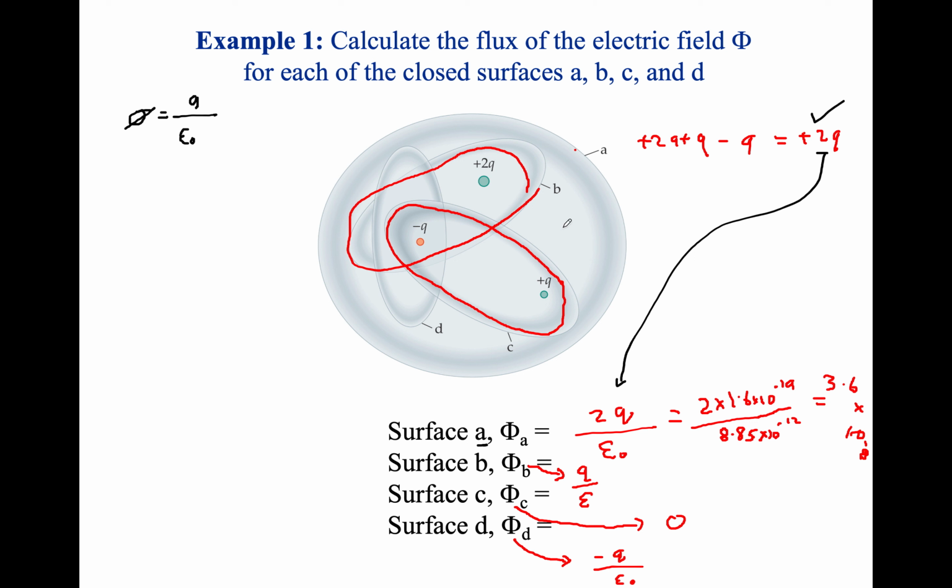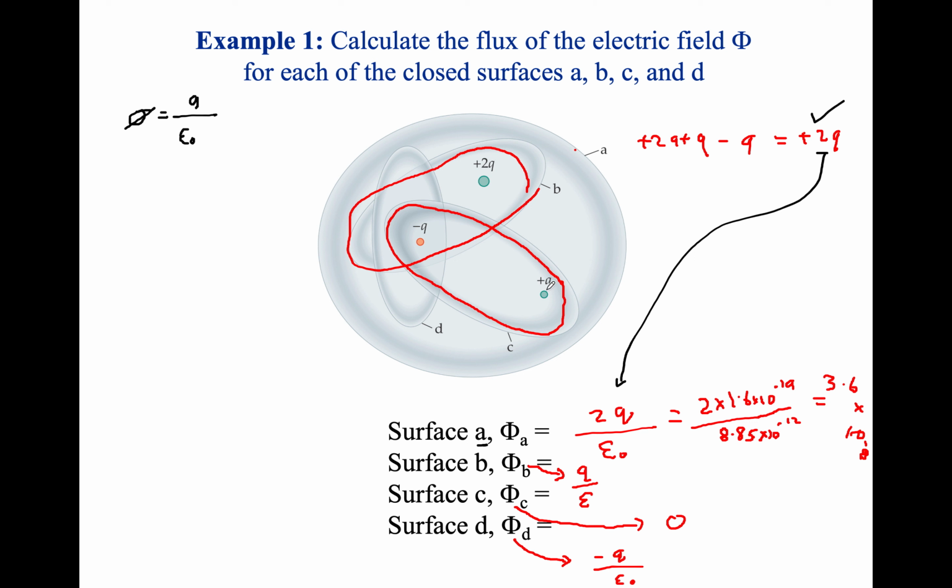For B, we decided that it is plus 2 minus 1. That is just Q only. So I'll write Q over epsilon naught. Put 1.6 in here and divide by 8.85 and you will get your answer. For C, we established that it was 0 because it is a minus and a positive. They cancelled.